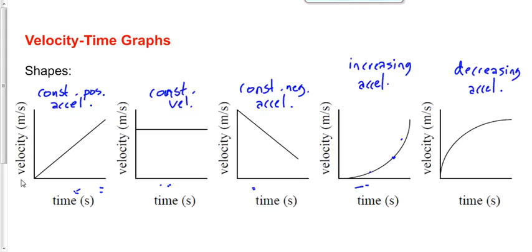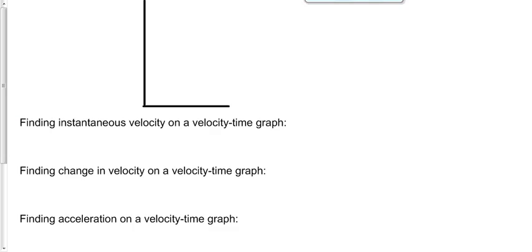Well, just like with position time graphs, we can identify shapes. We can also identify some graph interpretation, reading numbers off the graph, doing some calculations with the graph, gleaning information from the graph. What can we get from velocity time graphs as opposed to position time graphs? Well, let's draw a little sketch of a velocity time graph. Let's say we've got something like this.